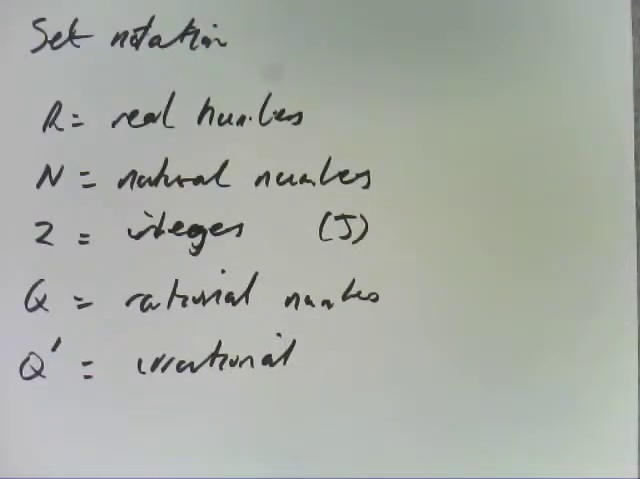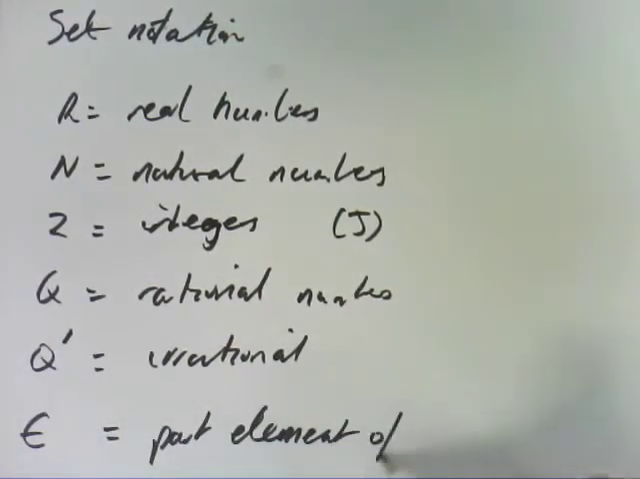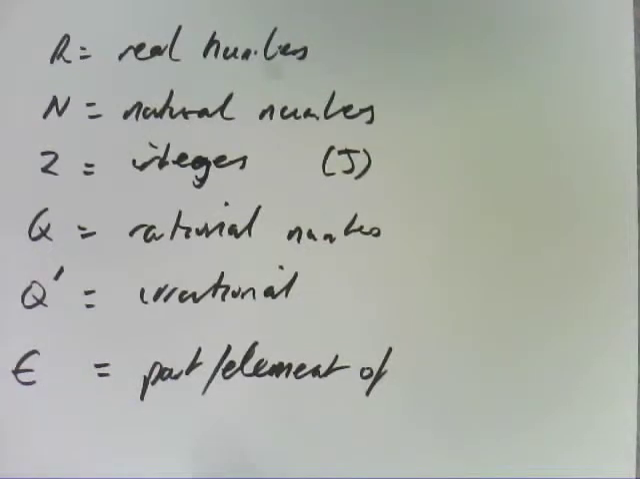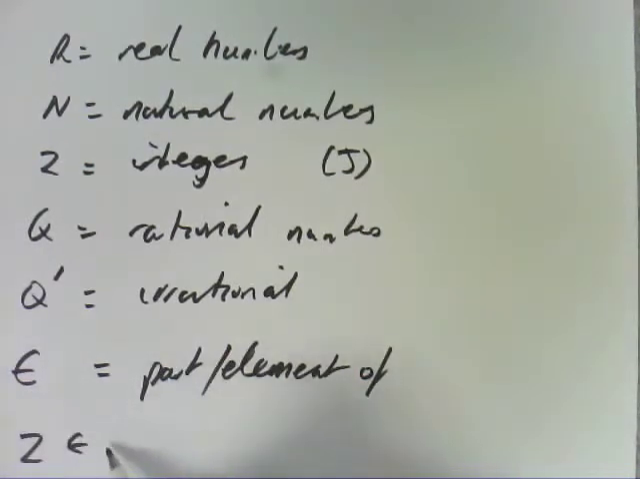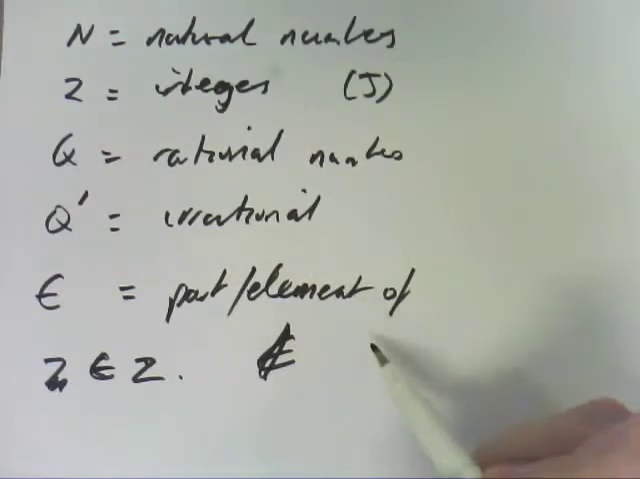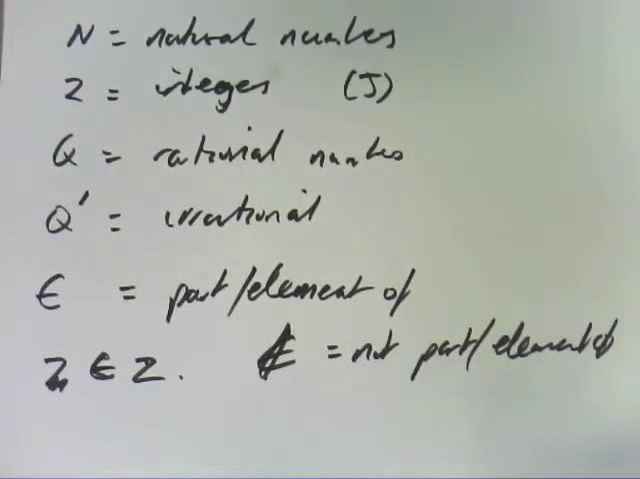Okay, there are some other things you need to know also. So that is an element of, part of. So it's actually part of that group. So if we were saying, is 7 part of Z? The answer is yes. 7 is an element of Z, because it is part of it. You've also got not an element, not part of. Terrible writing here.